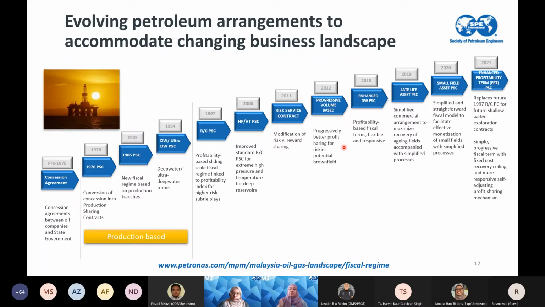But before we ended up where we are today, this started ages ago in the 70s when everything in Malaysia was just a concession agreement. Okay. In the 80s, we introduced this thing called the 1985 PSC. That's a relatively popular PSC. It's been slowly phased out now because it's been more than 30 years, sorry. More than 30 years that it has been around.